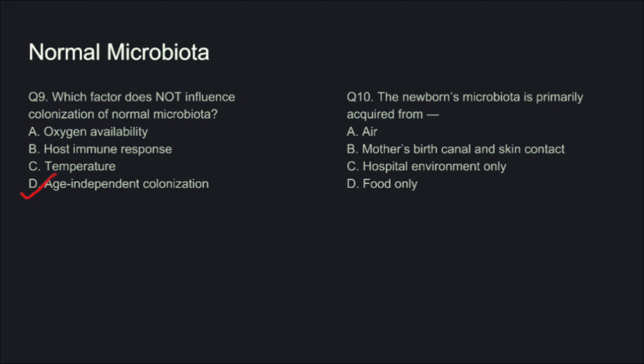Question 10. The newborn's microbiota is primarily acquired from. Options are A. Air, B. Mother's birth canal and skin contact, C. Hospital environment only, and D. Food only. So easy question. Option B is the correct answer, mother's birth canal and skin contact.